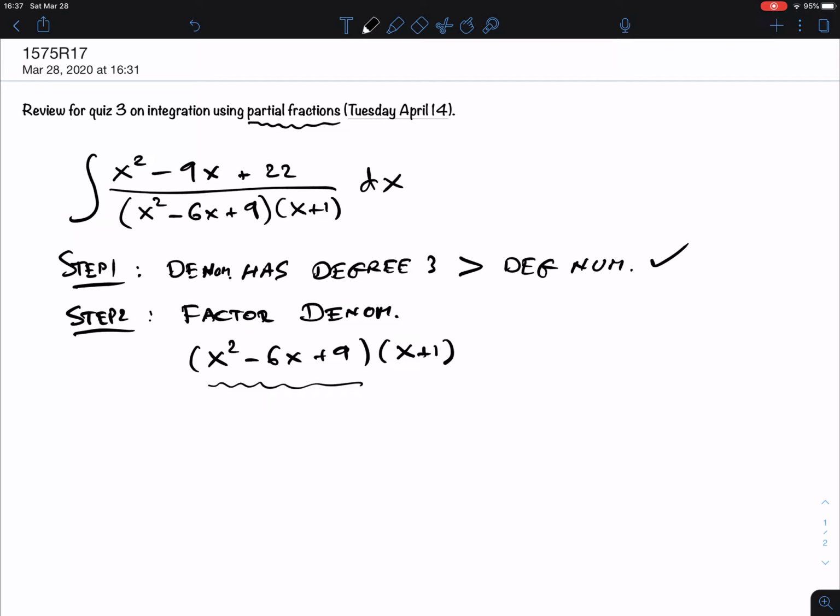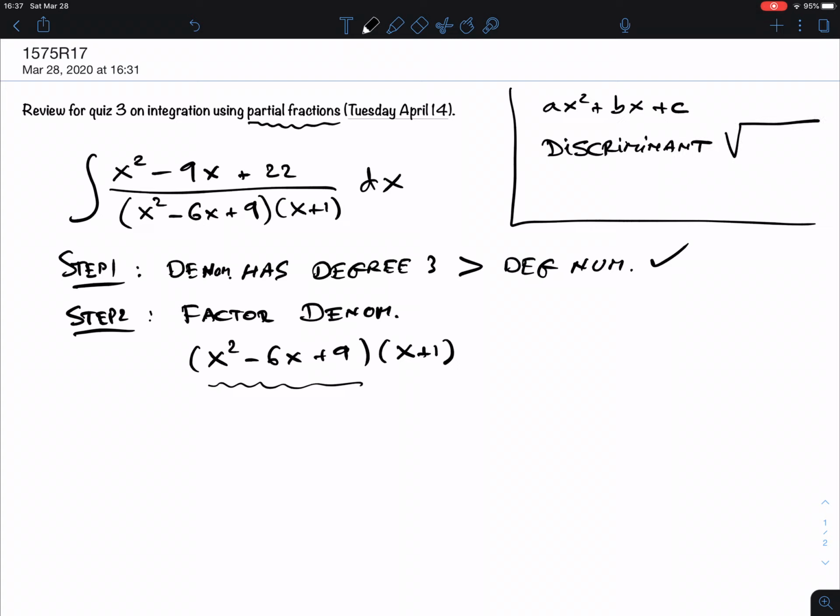Before I go on, let me remind you, if you have a general quadratic ax squared plus bx plus c, then we have the so-called discriminant. That is in the quadratic formula the expression underneath the radical. Sorry, the radical itself is not part of it. So that is b squared minus 4ac. And then there are two possibilities.